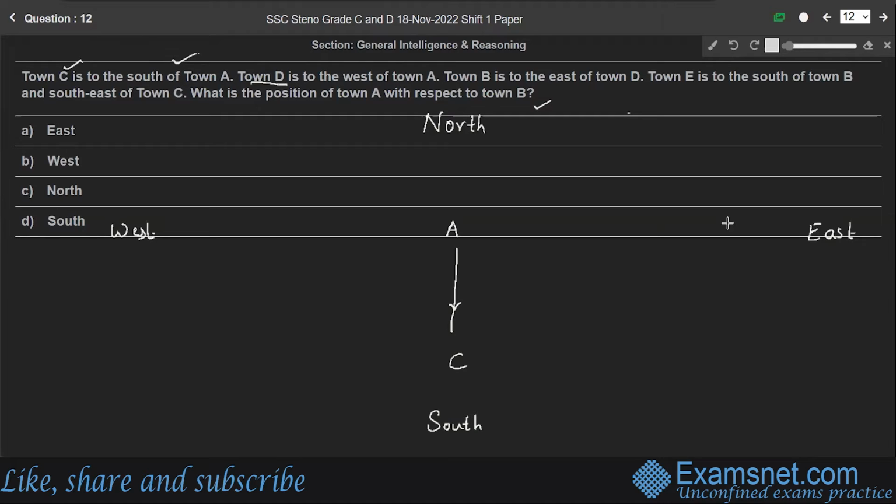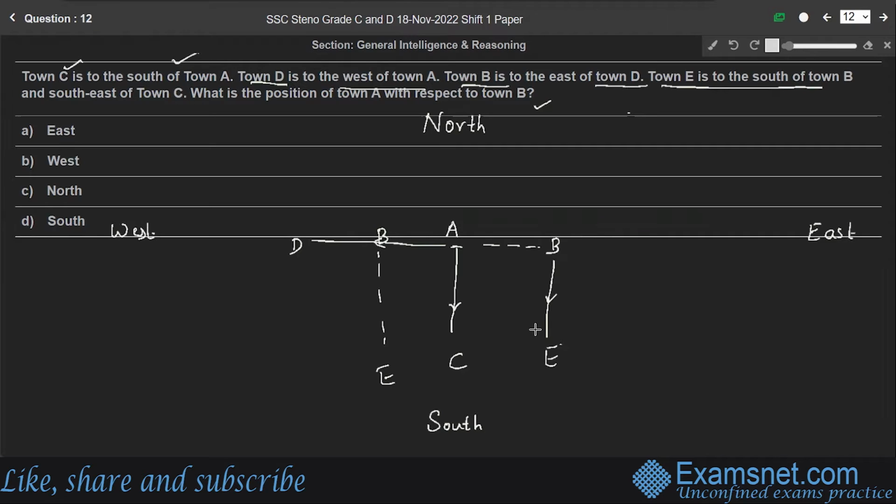Next, town D is to the west of town A. So to the west of town A is town D, therefore we'll consider town D here. Next, town B is to the east of town D. So to the east means town B can be here or somewhere here. Next, town E is to the south of town B, to the south. Or you can consider town E here also.